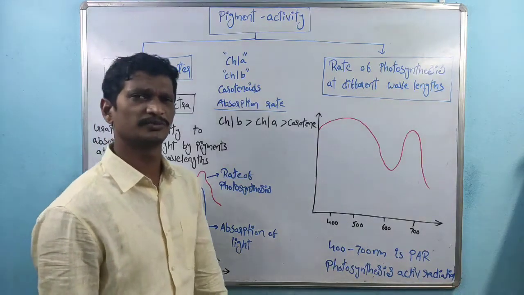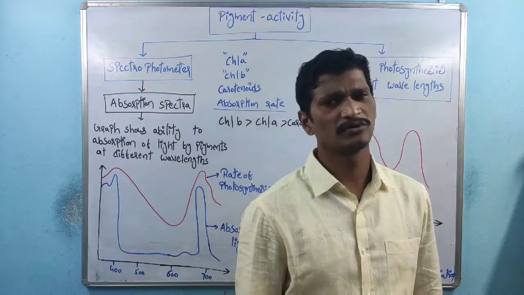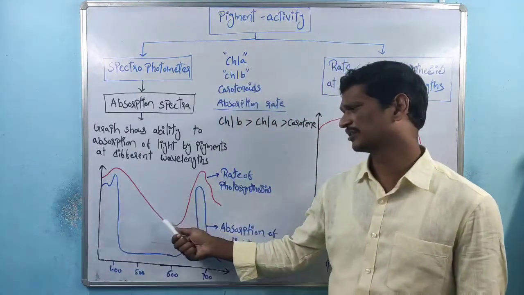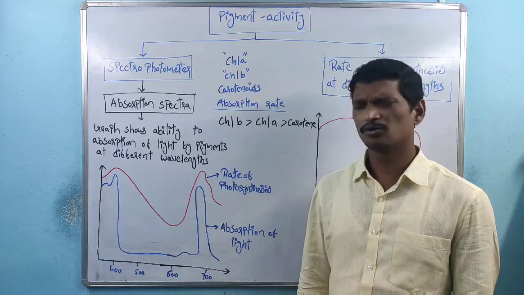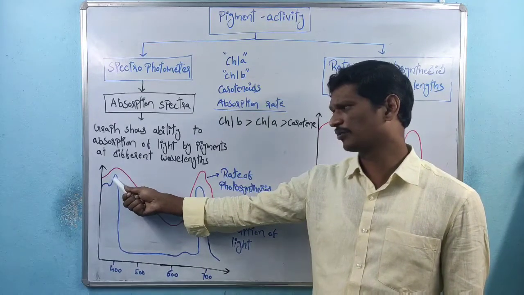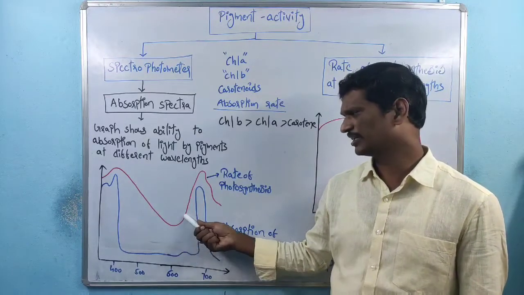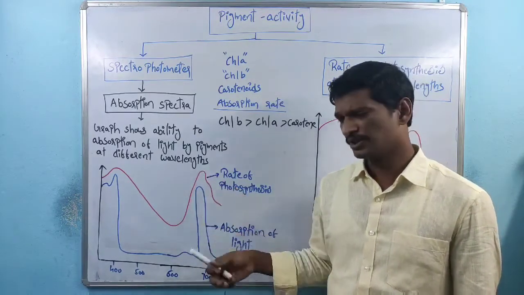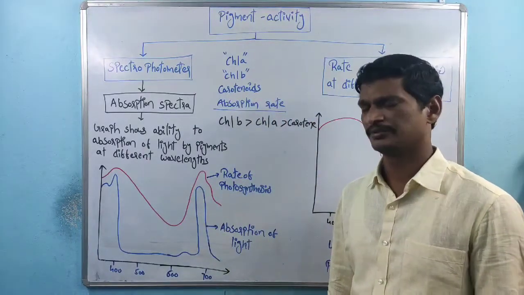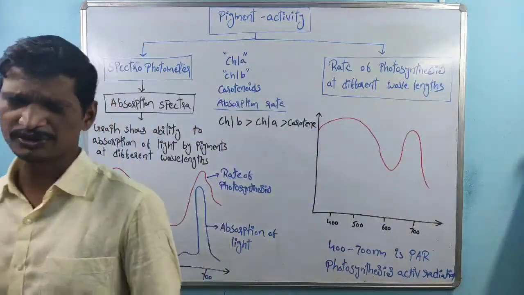Simple. The more light absorption there is, the more photosynthesis takes place. The less light is absorbed, the lower the rate of photosynthesis. So the red line automatically follows the blue line, because this is the top point, the maximum rate of absorption, and slowly the rate of photosynthesis decreases. Again it increases, because where the light absorption is more, the photosynthesis rate is also high. So that is about the rate of photosynthesis.